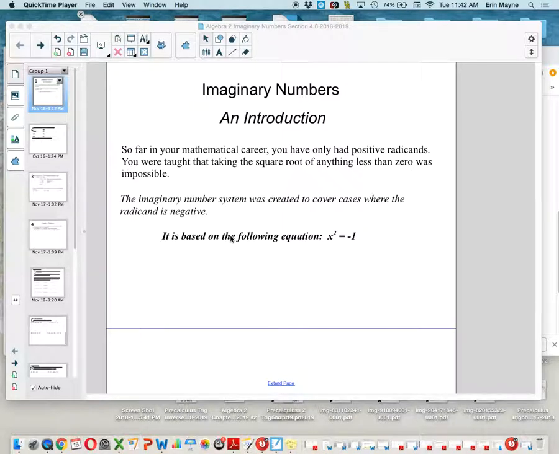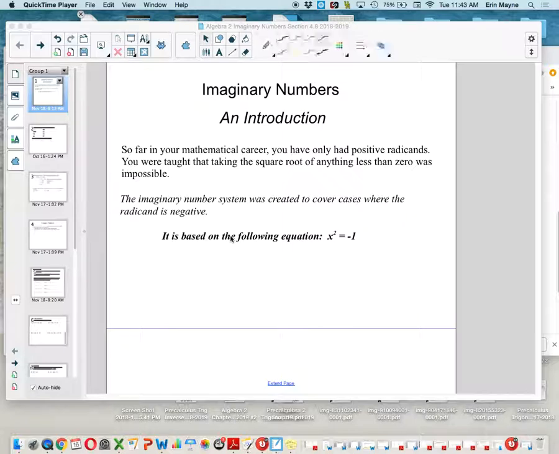So we spend a lot of time with quadratics with that idea of no solution. And when you took your quiz on Friday, there were certainly problems in which you had no solution. So what we're going to do is begin to look at a way to address negatives under a radical in a different way.